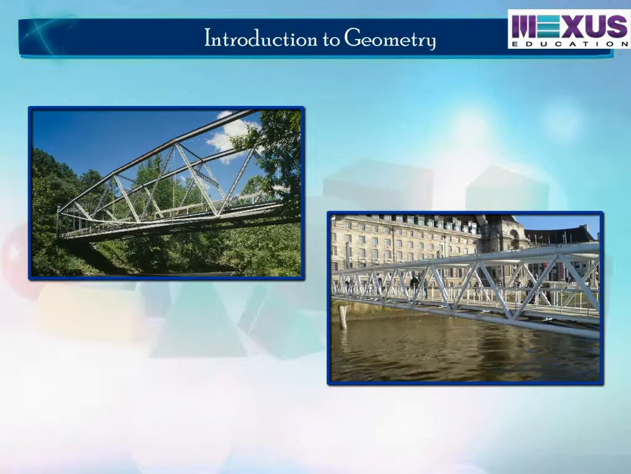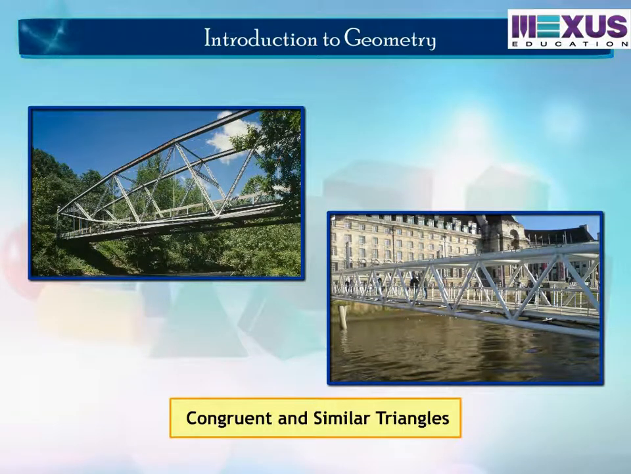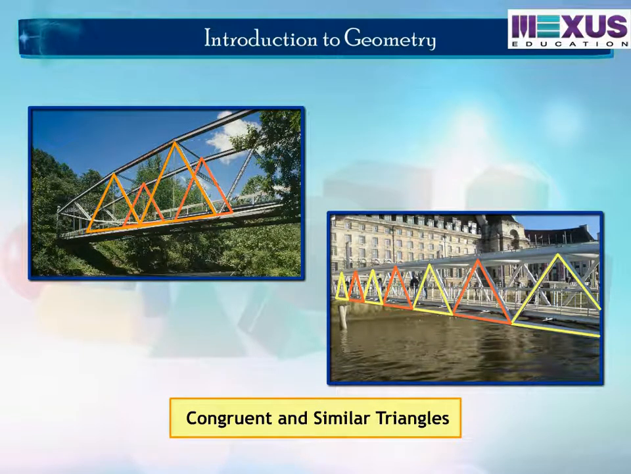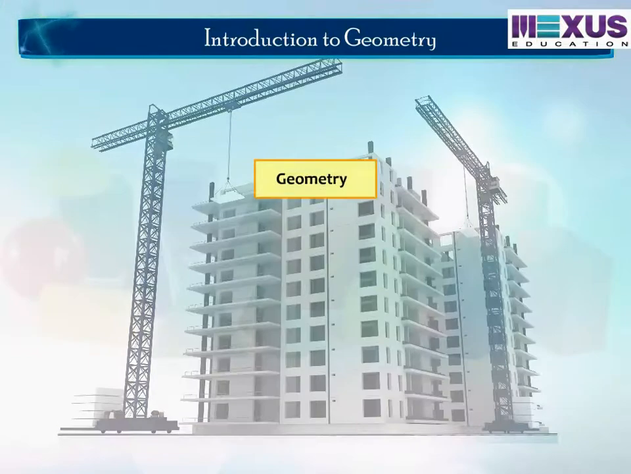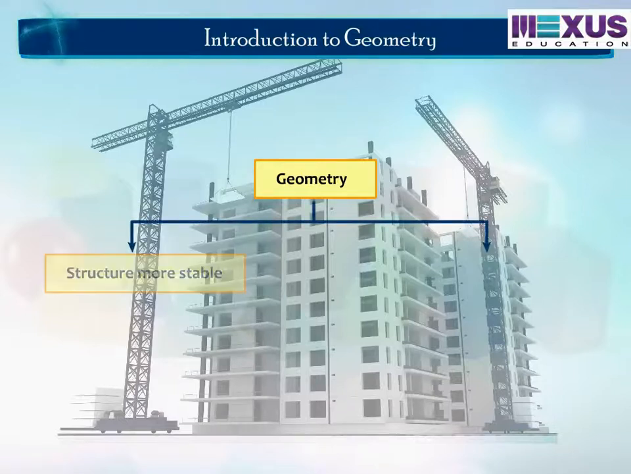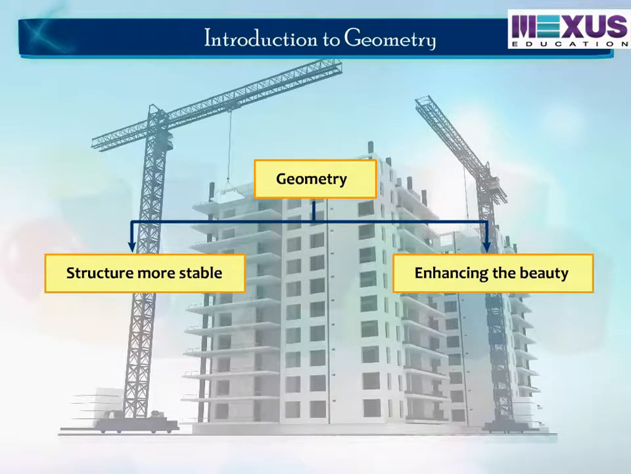For example, many bridges that play an important role in our lives make use of congruent and similar triangles. These triangles help to construct the bridge more stable and enable the bridge to withstand great amounts of stress and strain. In the construction of buildings, geometry can play two roles, one in making the structure more stable and the other in enhancing the beauty.